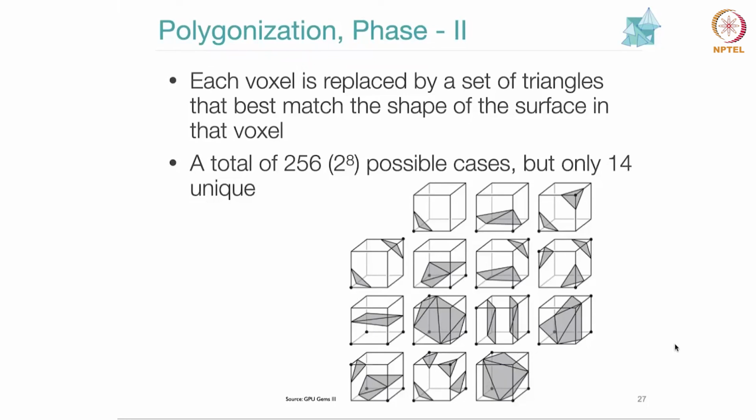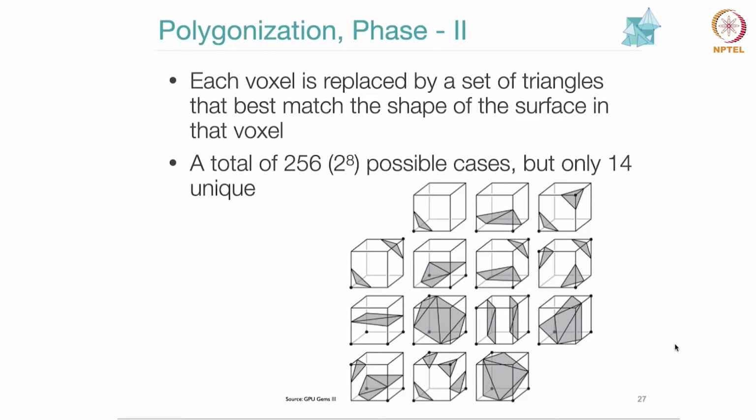So there are a total of 256 possibilities, right? Because how many corners does a cube have? 8 corners. And then how many values are we considering here? 2 values, either the negative side or the positive side, right? So positive values could be lower than the ISO value or higher than the ISO value. So 2 possibilities, total 2 to the power 8 possible cases. But it has been noticed that a lot of them are similar cases, that is just a change of orientation of the cube. Therefore, there are only 14 unique cases.